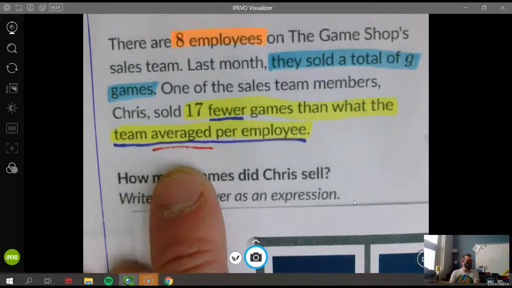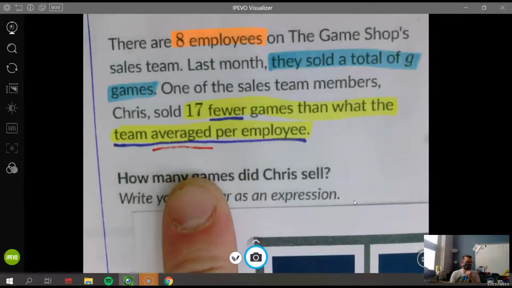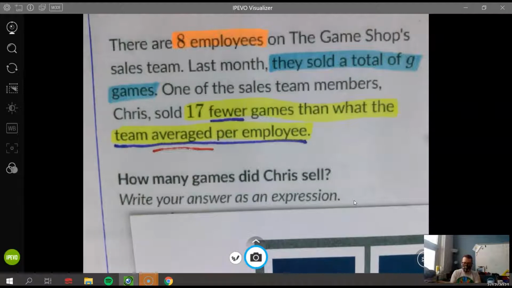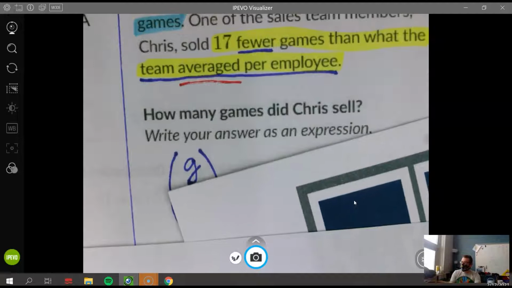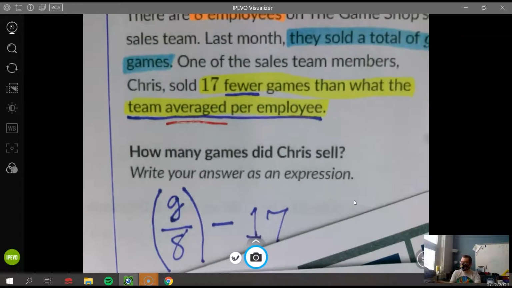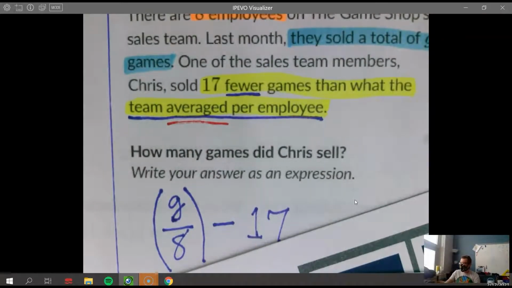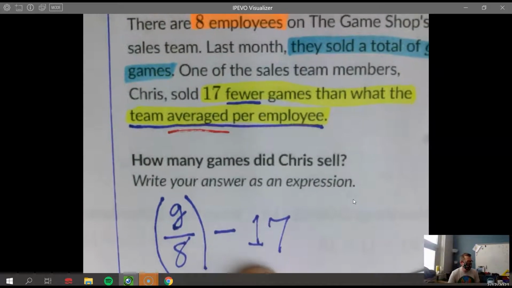How do we average things? We divide, right? We divide by how many did it or went into it. So to average our G games here, we're going to take G and divide it by the 8 employees. We then subtract the 17 because Chris did not so great, right? The average of what everybody sold split up among them, Chris did less.